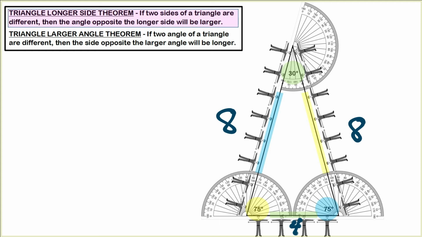And when we look opposite the blue side, we find a 75-degree angle. And when we look opposite the green side, we find only a 30-degree angle. So the larger angle is opposite the longer side.